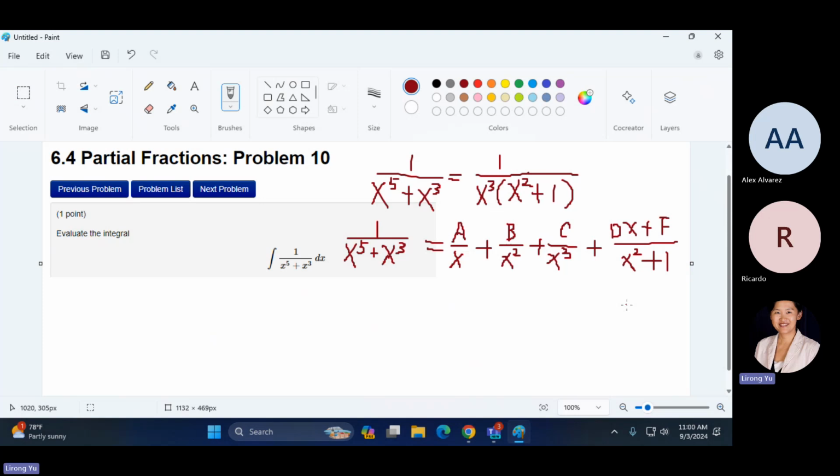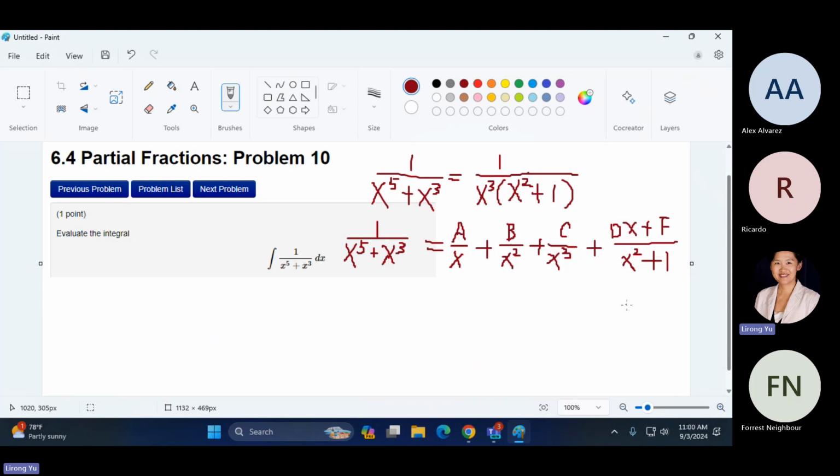This is question number 10 on partial fraction decomposition. I'm trying to decompose it on the board. Have you guys finished question 10 yet? Any problem with question 10?